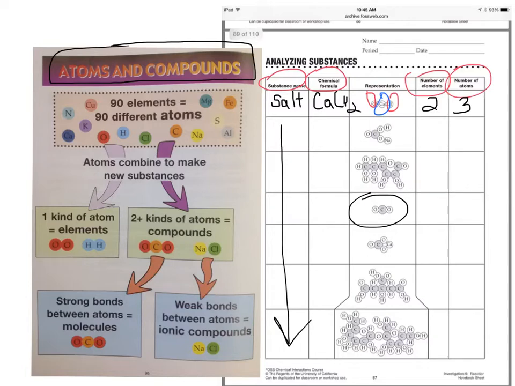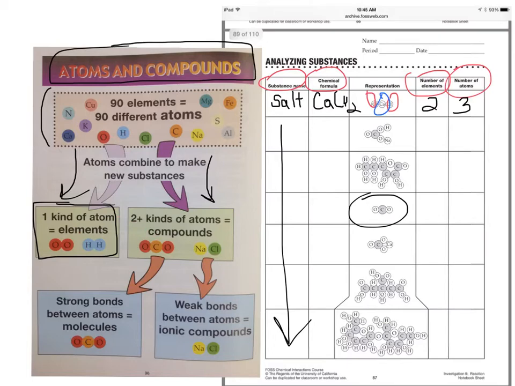So we go from atoms combine to make new substances. One kind of atom equals an element. So we have 2 oxygen, 2 hydrogen. Those are elements. But when we have two or more kinds of atoms, we call those compounds, like CO2, carbon dioxide, NaCl, salt. Ooh, and I just see I made a mistake up here. This is calcium chloride, excuse me.